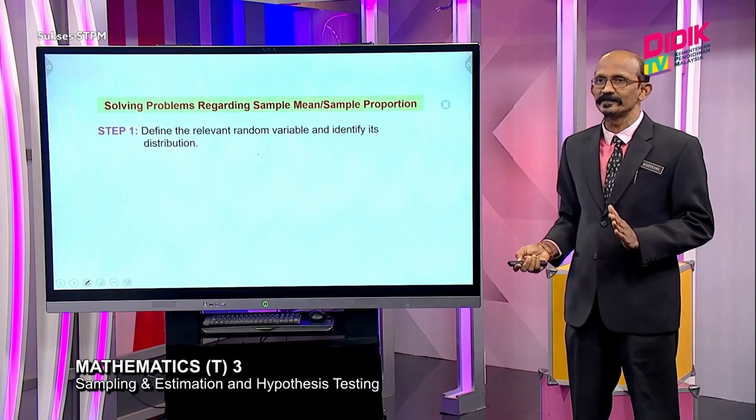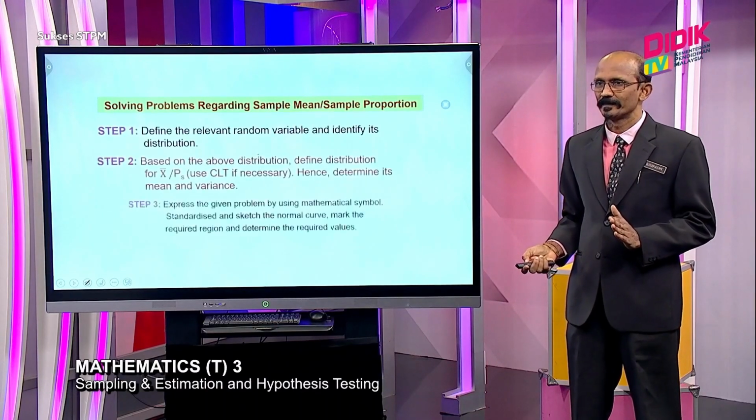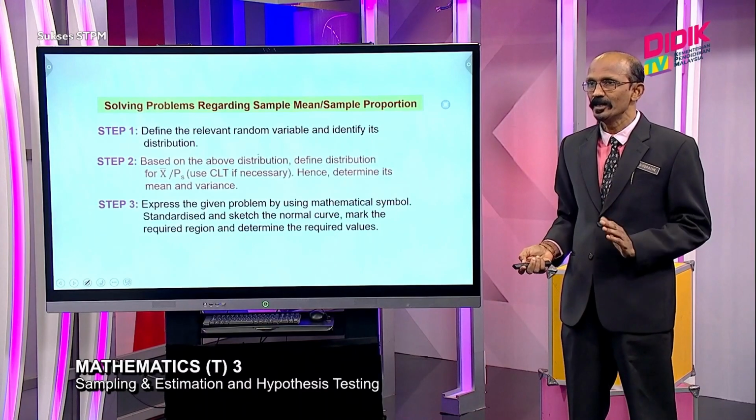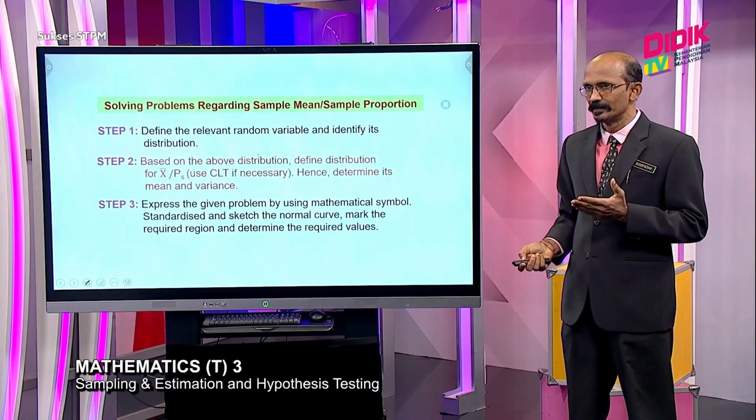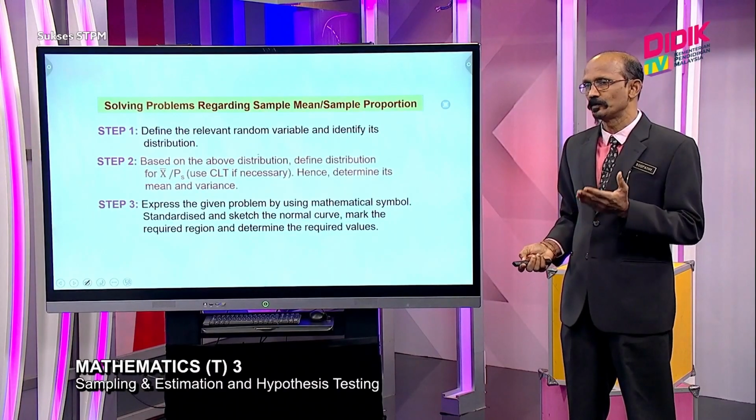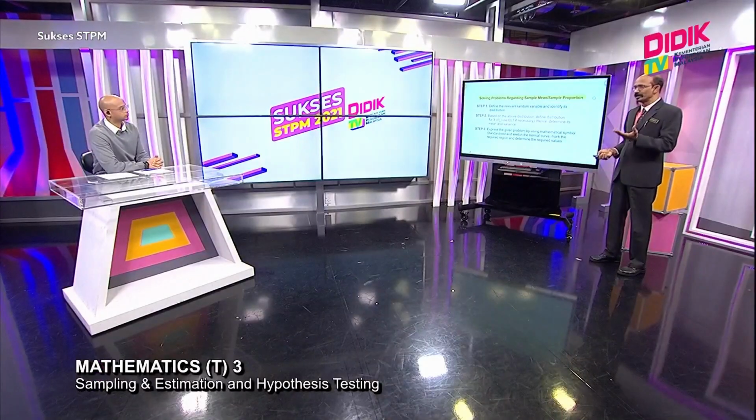We just follow these 3 simple steps. That means you have to define the distribution, and then you use step 3. You need to find the correct mathematical symbol that I mentioned earlier. You standardize, sketch the normal curve, and determine the value required.